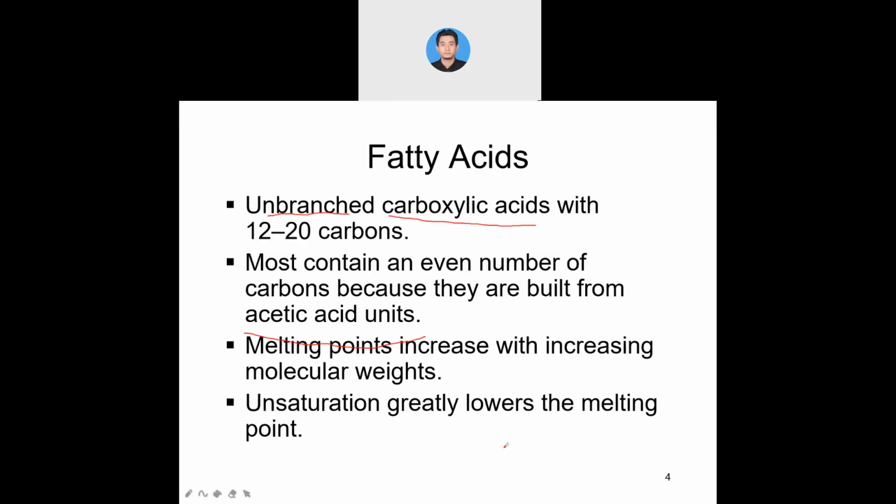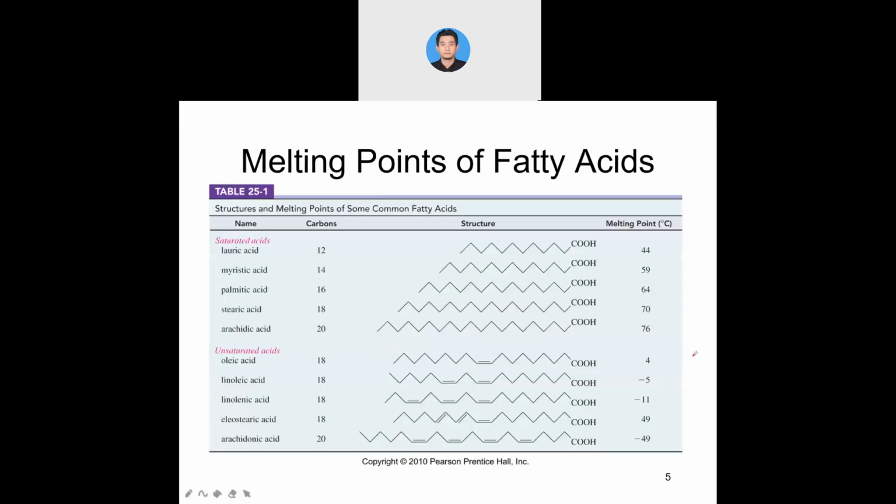For example, if fatty acid A contains 20 carbons, and acid B also has 20 carbons but with 2 double bonds, then in terms of melting point, the one that has more double bonds usually has a lower melting point. So this table shows the melting point for fatty acids: the name, the number of carbons, and then the structure and melting point.